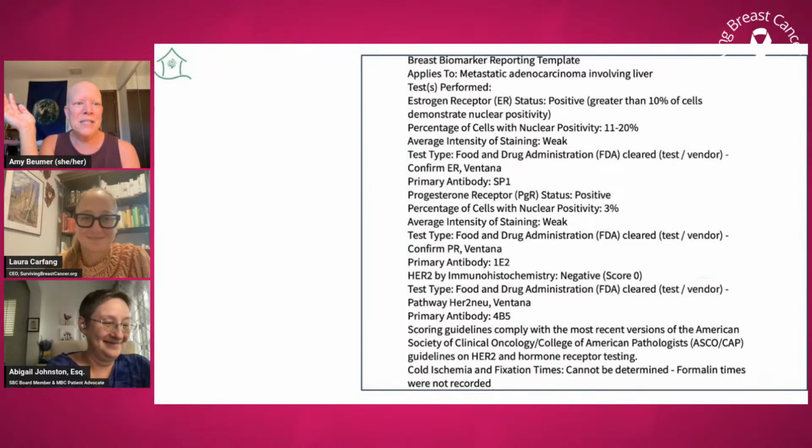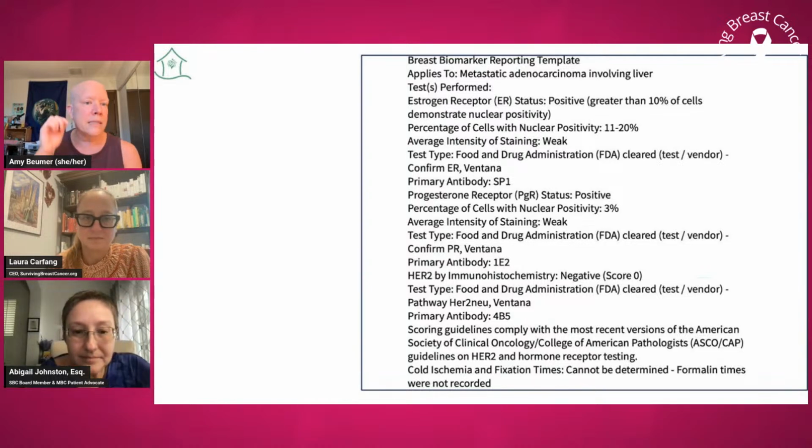than the first one. So there is no standard. So this is wherever I had this one, I don't even remember. Breast biomarker reporting template, metastatic adenocarcinoma involving liver. So this was from a liver biopsy about 8 months ago. And you'll see test performed, estrogen receptor status. Usually it'll say positive or negative.